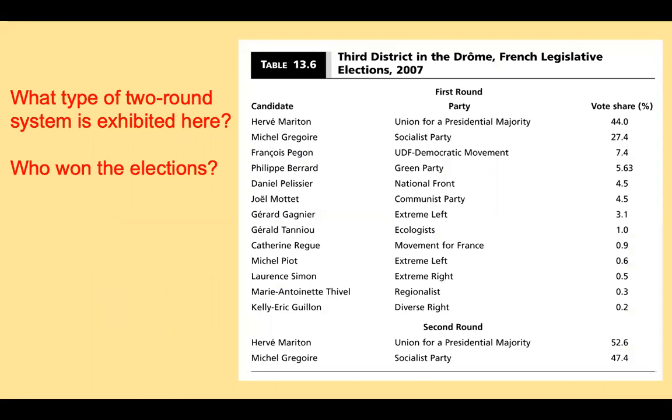Now, when you look at this example, the French legislative elections of 2007, you notice that we have 2 rounds of elections. France legislative elections are an example of 2-round systems.